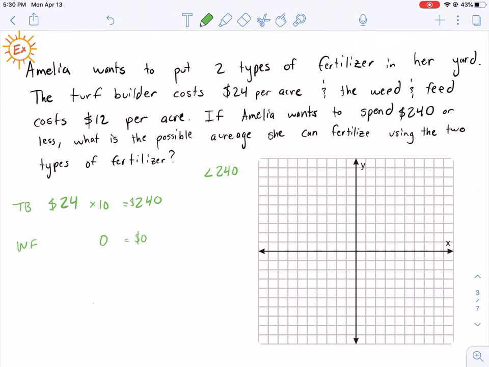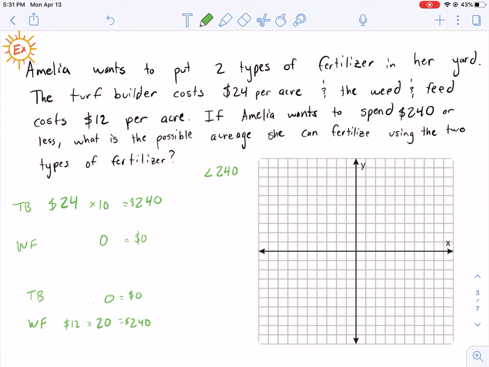Okay, look at the flip side. What if for the weed and feed, Amelia decides to spend, let's see, it's $12. We can get twice as much acreage. So we can get 20 times $12, and that will take us to the $240, leaving us 0 acres for the turf builder. So that's another combination we could do. We could do 20 acres of weed and feed, but then we would have no turf builder. So what is the proper combination? Maybe you want a half and half. Maybe you want to mix and match, a little bit more turf builder.